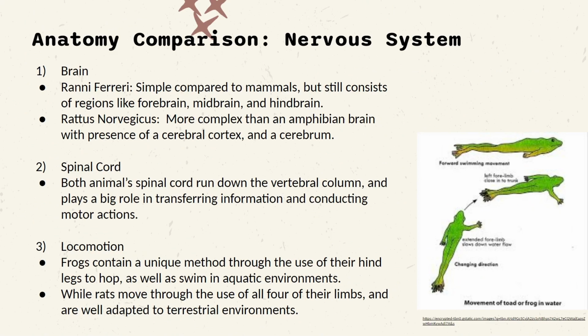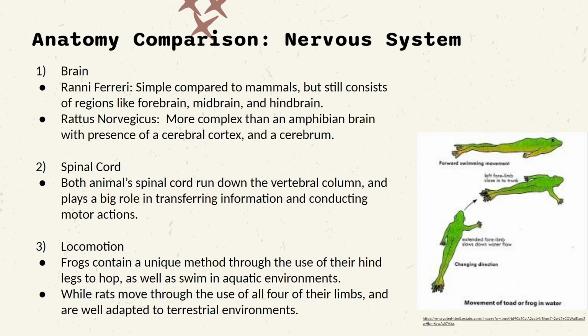Now, taking a look into their anatomy comparison, their nervous system specifically, the Rana forreri, the frog, their brain is pretty simple compared to mammals, specifically the rat, but it consists of the main regions like forebrain, midbrain, and the hindbrain. Meanwhile, the rat, the Rattus norvegicus, is much more complex with the presence of a cerebral cortex and a cerebrum. Their spinal cord between the two is very similar, as both of them run down the vertebral column, and they play a big role in transferring information and conducting the motor actions.